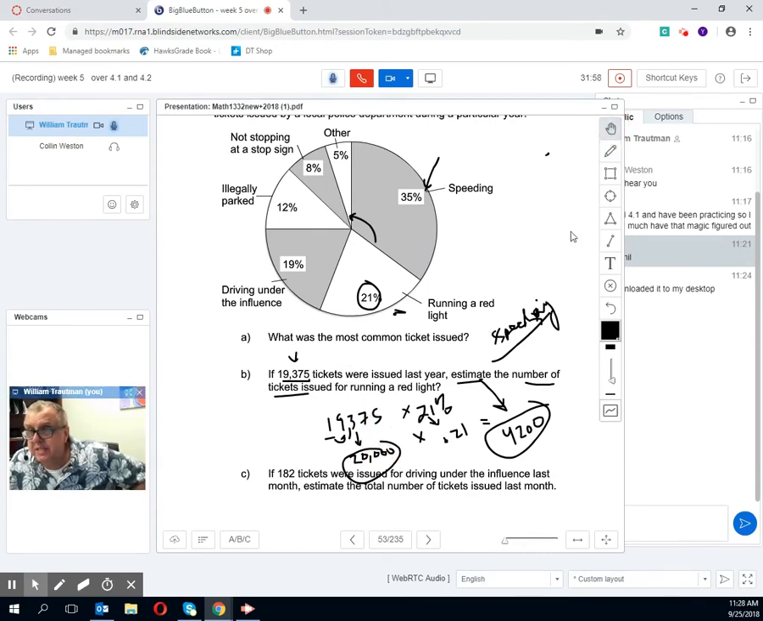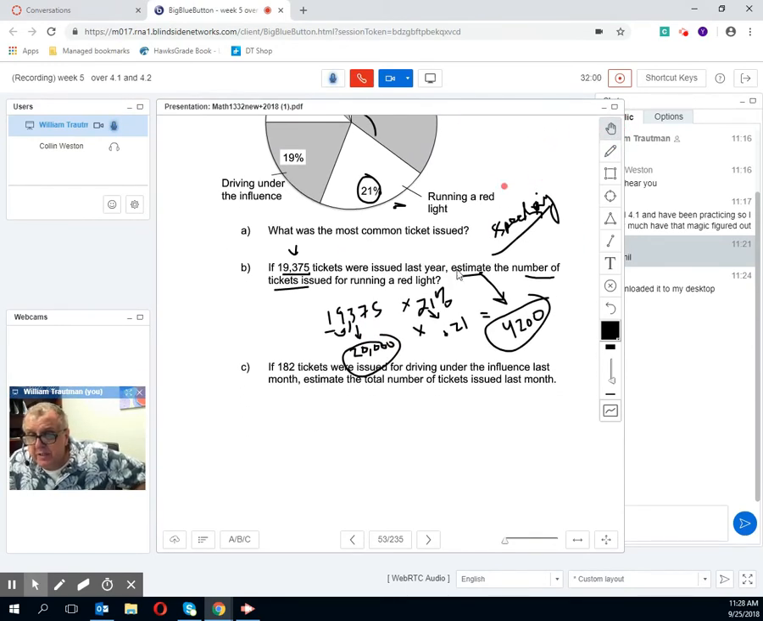Okay, so that was an estimation. If they wanted the exact amount, I would just take 19,375 and multiply it by 0.21. But they asked for an estimate. If 182 tickets were issued for driving under the influence last month, estimate the total number of tickets issued last month.